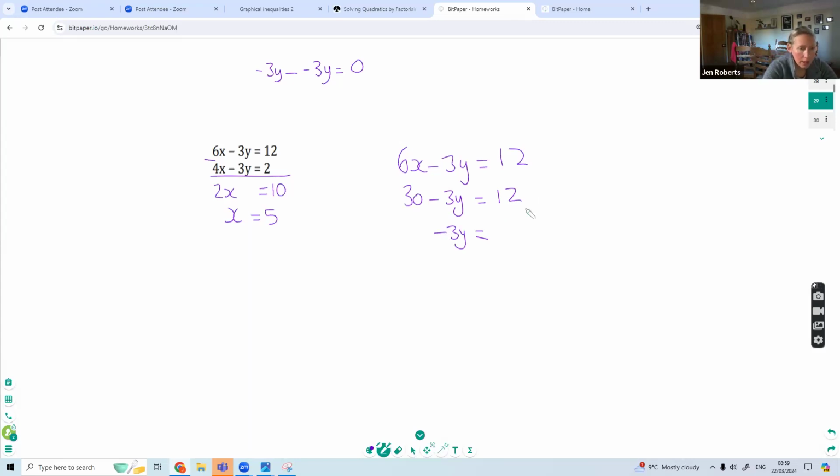If I take 30 off here, so 12 take away 30, let me just put my working out on, is minus 18. And then what are we doing? We're dividing both sides by minus 3. Divide that by minus 3, 1y. Divide this by minus 3, we get 6. So y is 6, x is 5, y is 6.